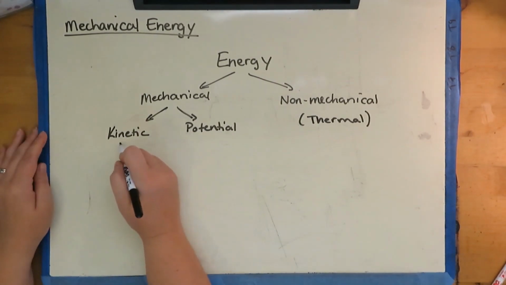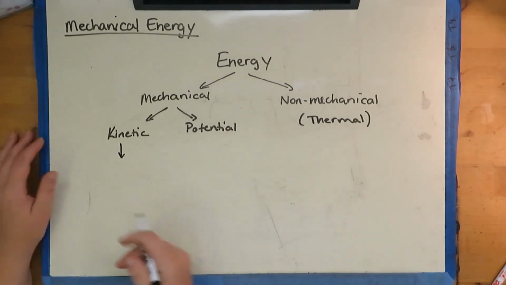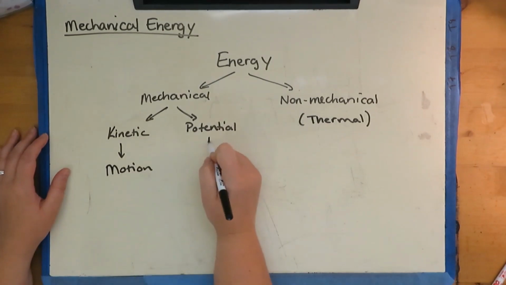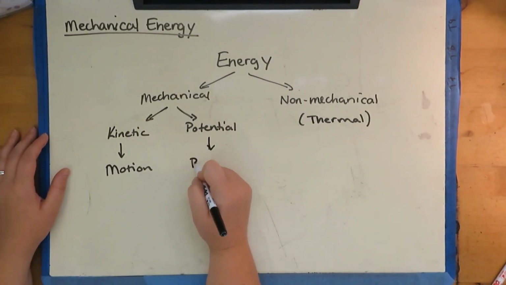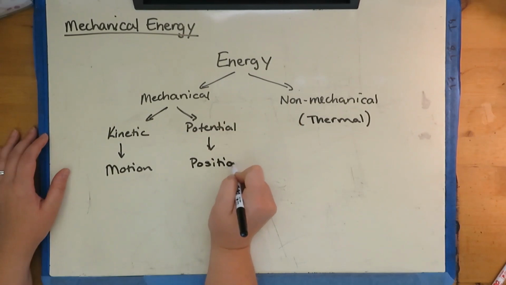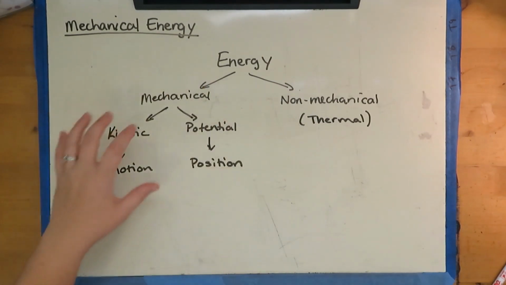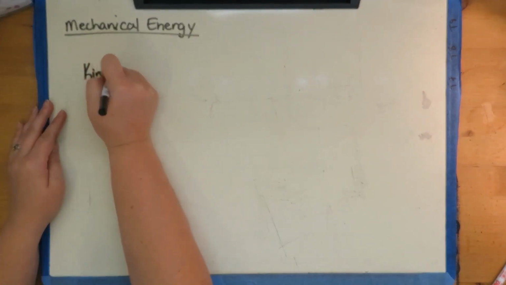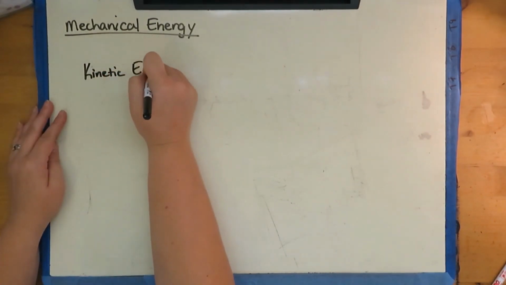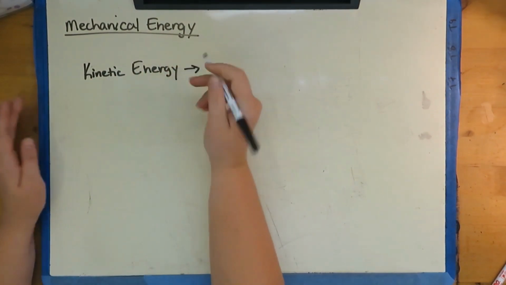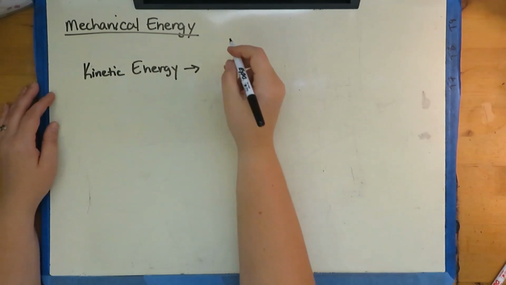So kinetic energy is basically the energy of motion. Potential energy is based on an object's position. So where it is in location to other objects, where it is in a field, or different types of things. So we're going to deal a lot with mechanical energy. So kinetic energy is due to an object's motion. So objects that are in motion have kinetic energy.